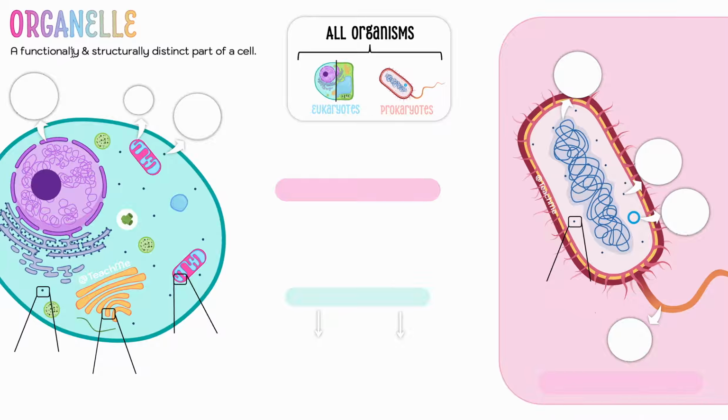An organelle is a functionally and structurally distinct part of a cell. Okay, so how do we define it in normal English? Basically, an organelle is a part of the cell that has its own specific job, its own specific function. So if we take a eukaryotic cell here, the mitochondria is an organelle because it has its own specific job of making ATP, or cell money. The ribosome is an organelle. It has its own specific job of making proteins. The whole purpose of the nucleus is to store your DNA, right? So we have so many of these different organelles that have their own specific function.